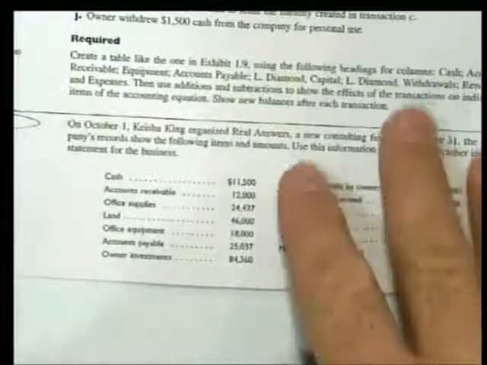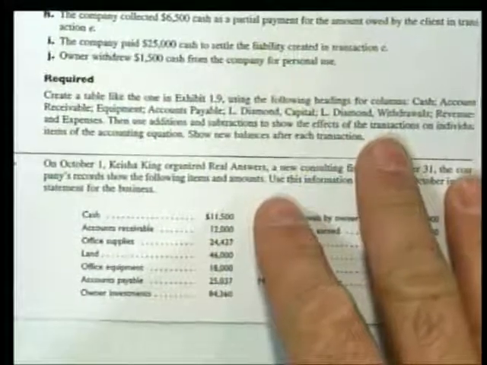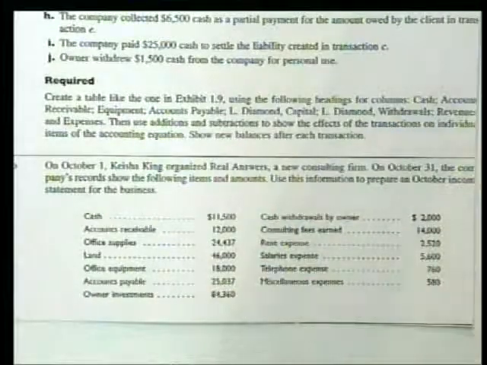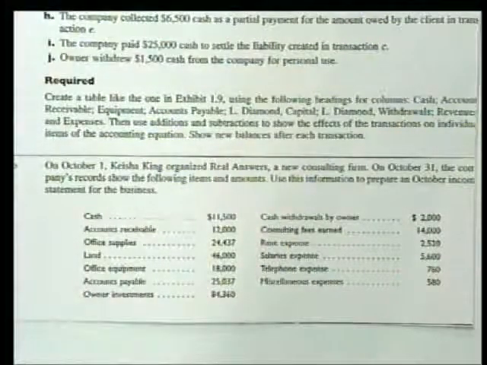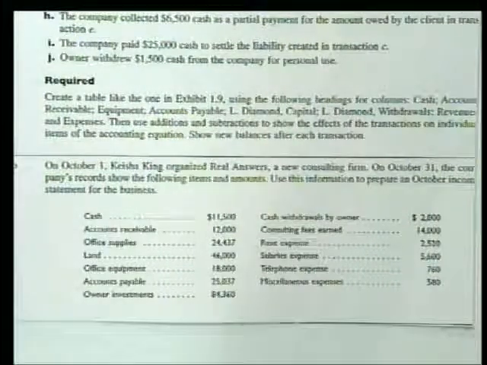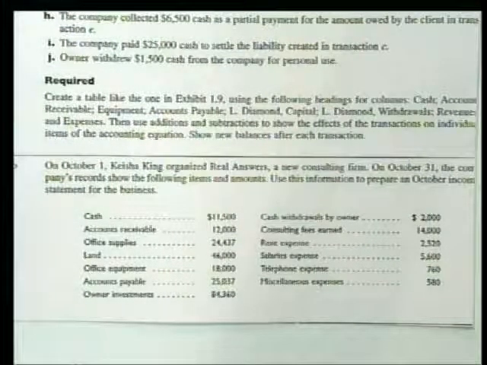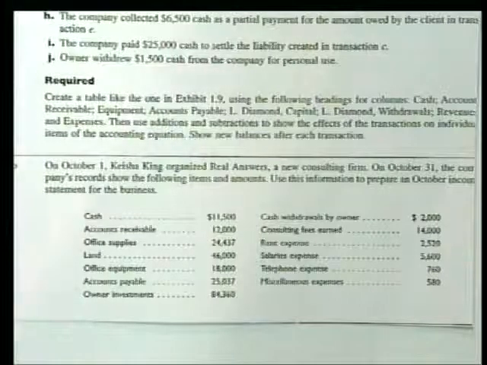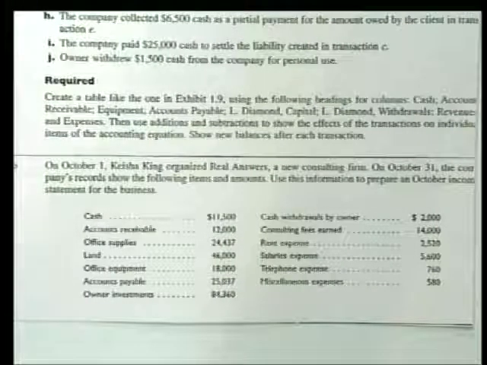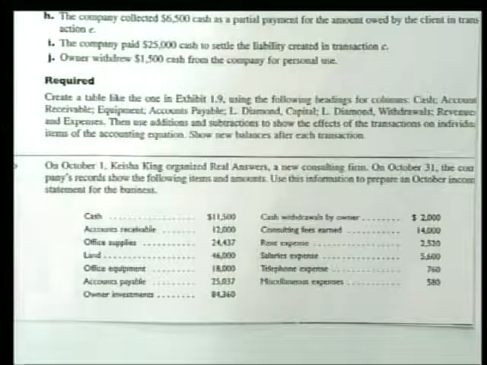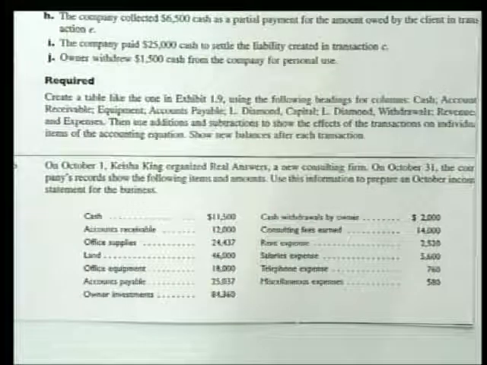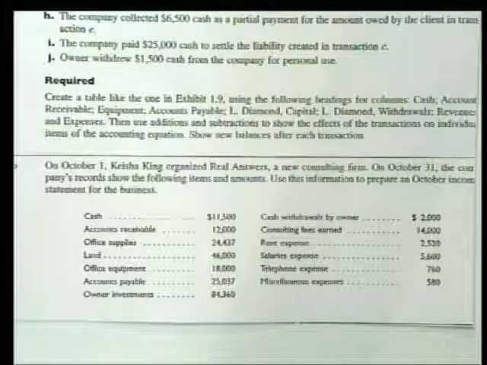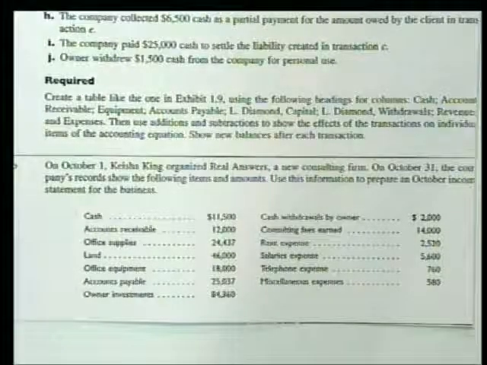Did you have something that looked a little bit like this? Right? That's exercise 1-13. And what it says is, on October the 1st, Keisha King organized Real Answers, a new consulting firm. On October 31st, the company's records showed the following items and amounts. Use this information to prepare the October income statement for the business. And we know that eventually they ask us to do the statement of equity and then the balance sheet, right? And you need to do them in that order, right? Income statement first, statement of equity second, balance sheet third.